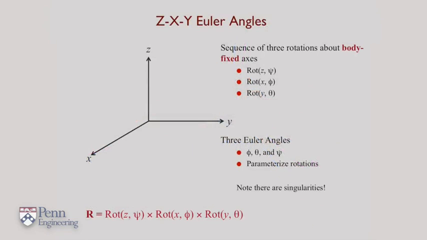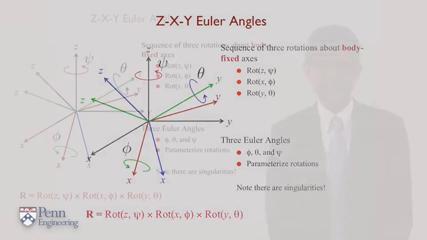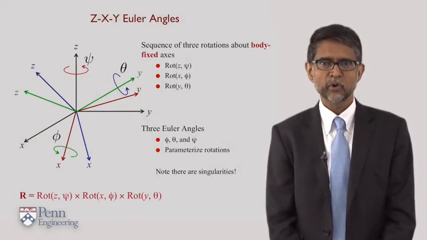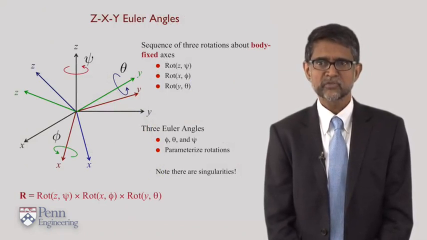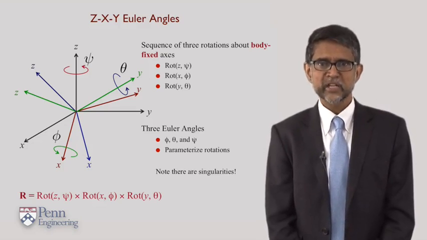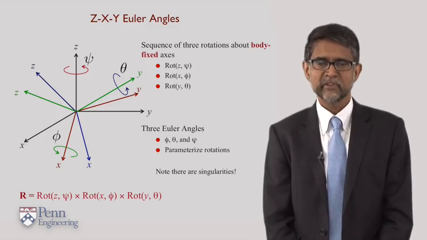Again, just to remind ourselves, this is the ZXY convention. The first rotation about the z-axis through psi, the second rotation about the x-axis through phi, this is the roll angle, and finally the pitch about the y-axis through theta. Of course, there are singularities. Singularities occur when the roll angle is equal to 0, which is phi equal to 0. And even when the angle phi is not equal to 0, you can have two sets of Euler angles for every rotation.